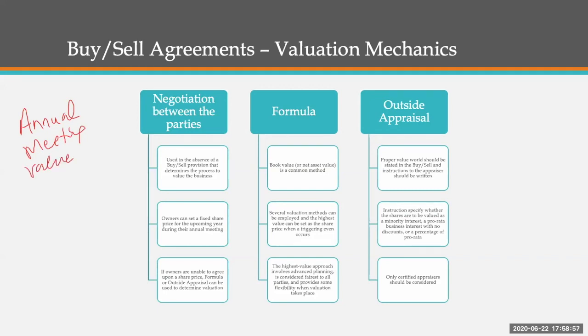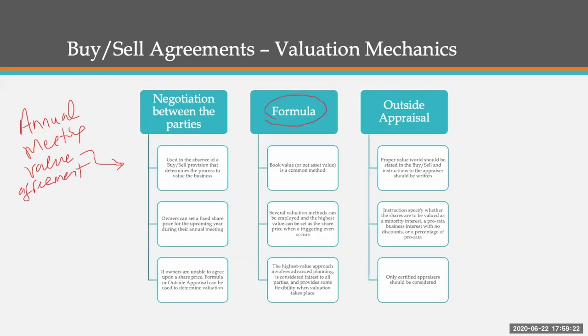So everybody gets involved with that. Who's got a better idea of what the value of their business is than the business owners themselves? If they could come up with an agreement for that, then it's probably a pretty easy route to take. So they could set the fixed price. If they're unable to agree upon that, as it says in the last bullet point, a formula or outside appraisal can be used to determine that valuation.